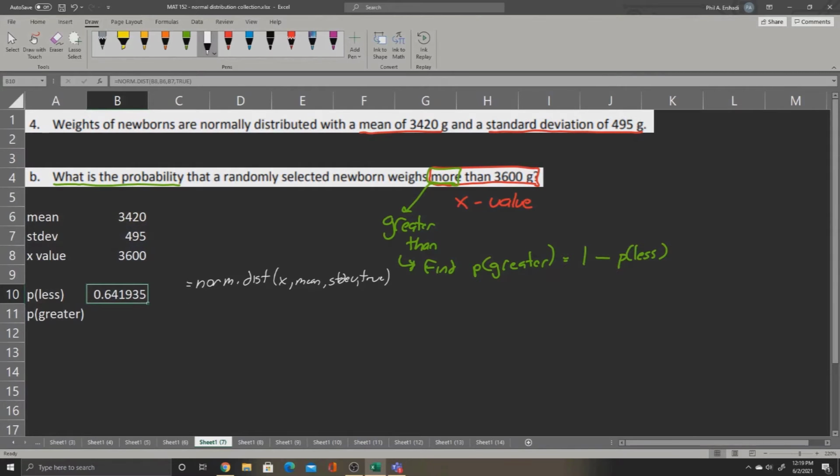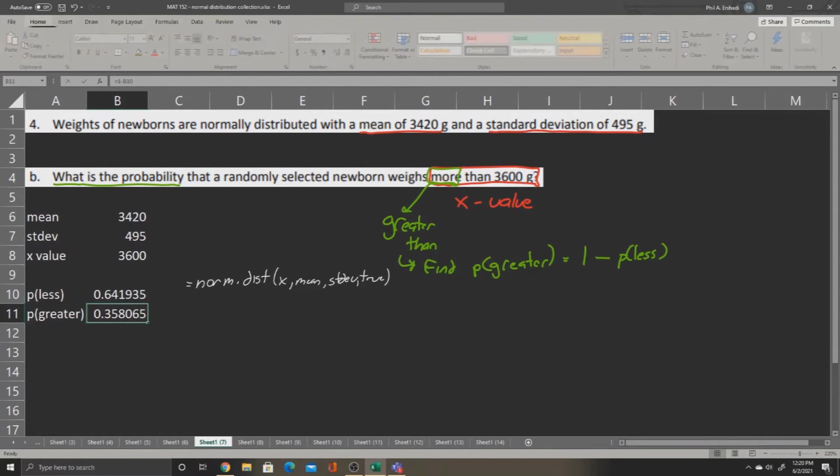We've now found our probability of being less, so all we need to do is take 1 minus that to get p greater. So we'll say equals 1 minus and then click p less. So the probability of being greater than 3,600 is 0.358065. That will be our answer for this problem.